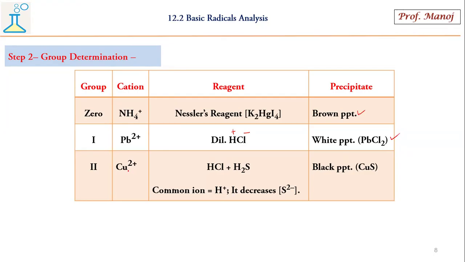When copper is present, the real reagent is H2S. But we need H2S concentration in smaller quantity. That is why hydrochloric acid is added, and due to common ion effect, H2S concentration decreases. The precipitate obtained is copper sulfide. Now over here, you will see the group reagent is actually H2S, and HCl is the helping reagent, as you can see.